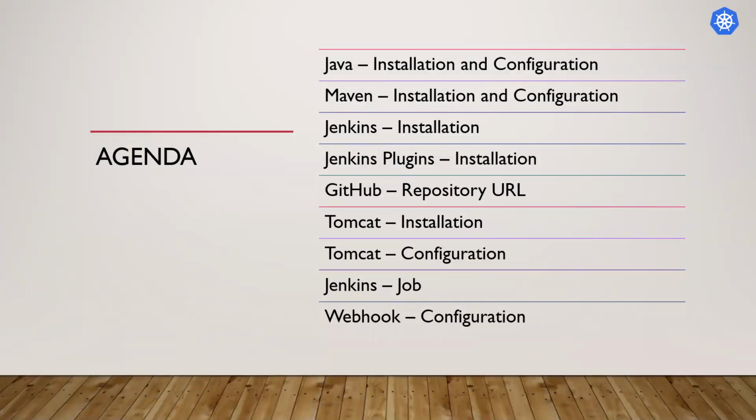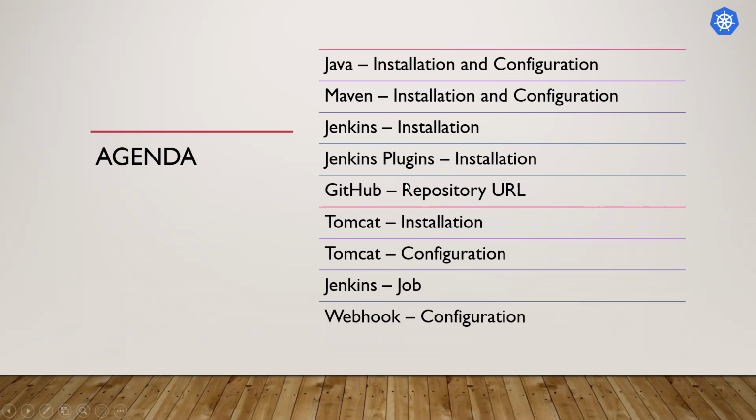The agenda for this demo is, first we will install Java, and after that we will install Maven and then Jenkins, and then we will install some Jenkins plugins which are required for this demo. And I will show the sample code war file in the GitHub repository URL. And after that, in the second system, we will install Tomcat and do some Tomcat configuration over there. And after configuration of both servers, we will create Jenkins jobs and run them.